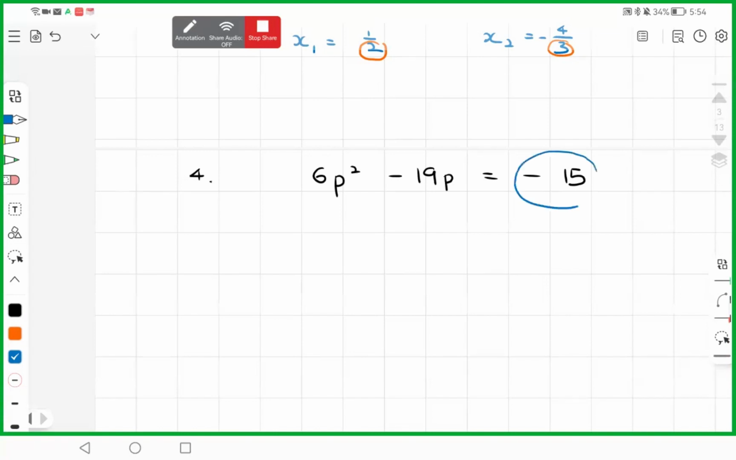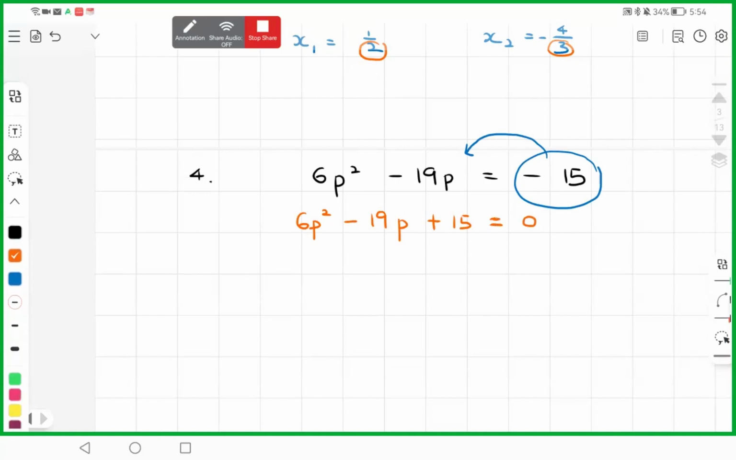For this, we have to arrange the quadratic into the general form first, meaning the negative 15 must go in front and let the whole equation equal to 0. So rearrange, we will get 6p squared minus 19p plus 15 equal to 0. So this is the first step. Once we let the whole quadratic equation equal to 0, we will manage to get 1 mark. It must be in general form. Then only we key in the calculator.